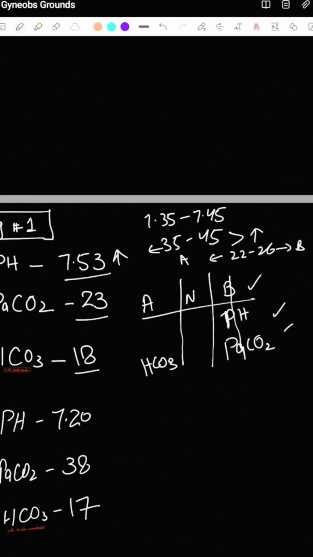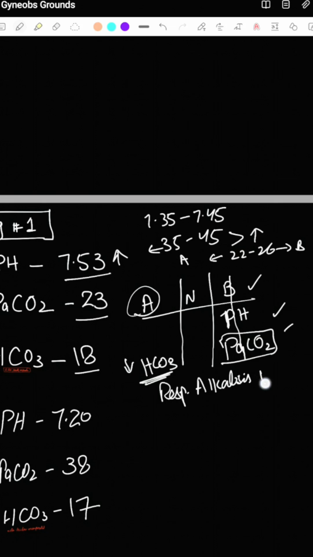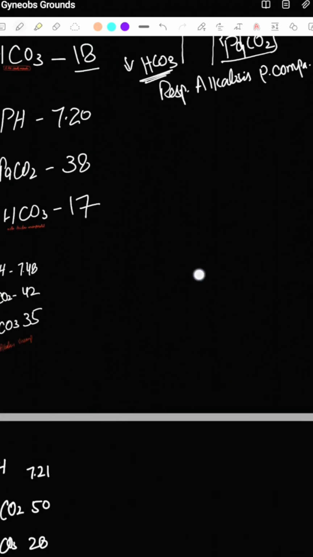So it means that it is alkalosis. Either it is respiratory or it is metabolic. We know that PaCO2, or carbon dioxide, is released from the lungs, so this will be respiratory alkalosis. Now either it is compensated or uncompensated. We know that the HCO3 has decreased to 18, and it forms acidic matter, so it means that it is partially compensated. Okay, now let's move to our next example.